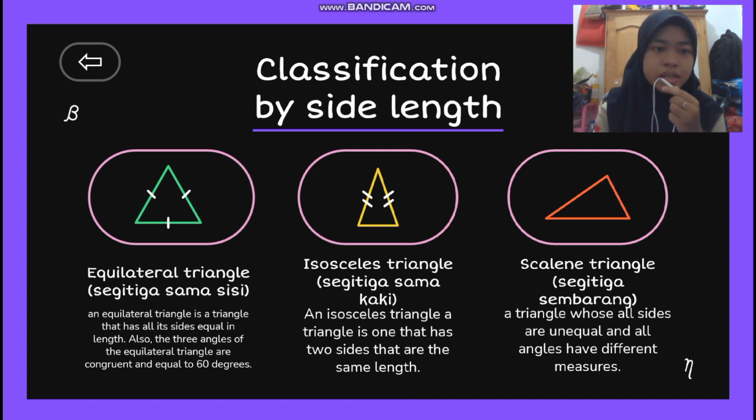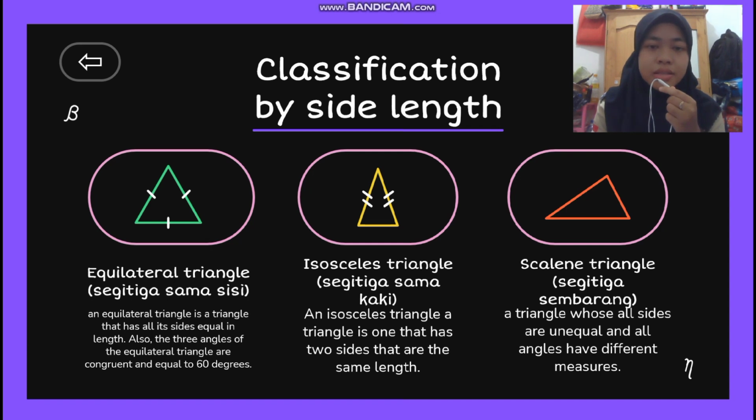The first is equilateral triangle, which means segitiga sama sisi. An equilateral triangle is a triangle that has all its sides equal in length. Also, the three angles of the equilateral triangle are congruent and equal to 60 degrees.